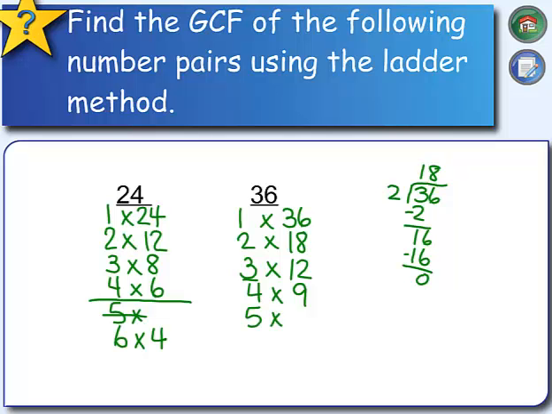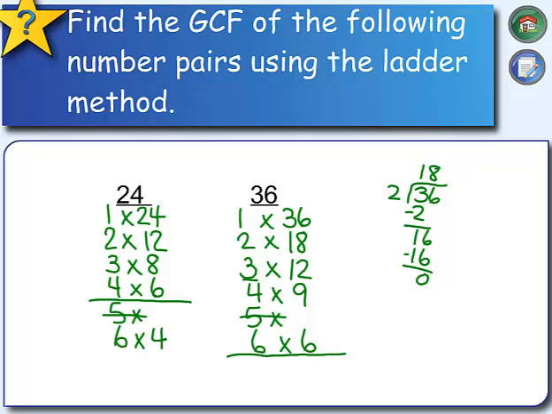5 times, well, 5 doesn't work because it doesn't end in a 0 or a 5. And then we have 6 times 6. Now this one's a little unusual. We aren't going to be seeing any reverse of the factors. So all we have to do is notice that this is a double right here, 6 times 6. So therefore we are done.